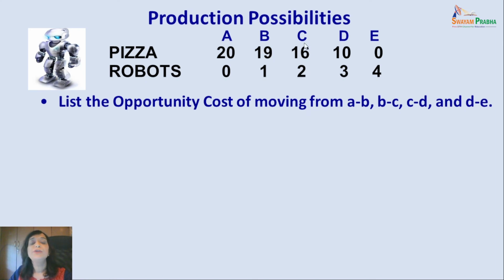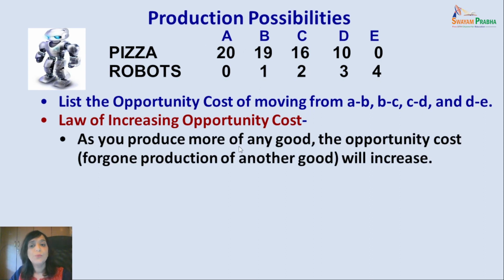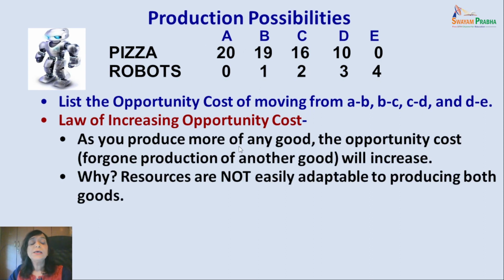If you go from point C to D, how many pizzas are we giving up? 6. 16 minus 10. But how many extra robots are we getting? 1. So this means that we see an increasing opportunity cost. That is, every time I want more of robot, one extra robot is demanding more and more resources from your pizza. Why? Because resources are not easily adaptable to produce both goods similarly.